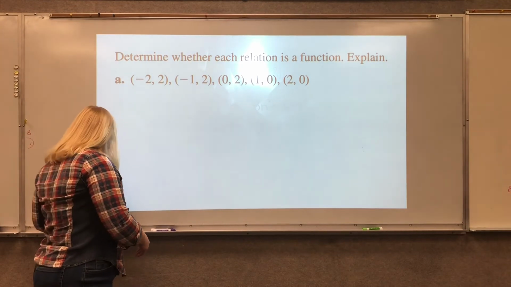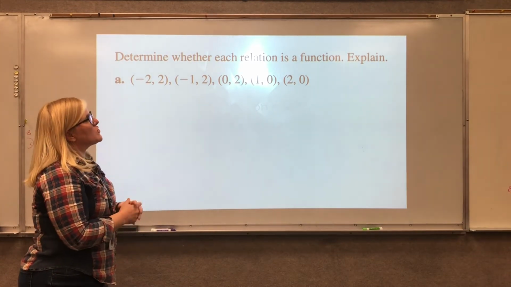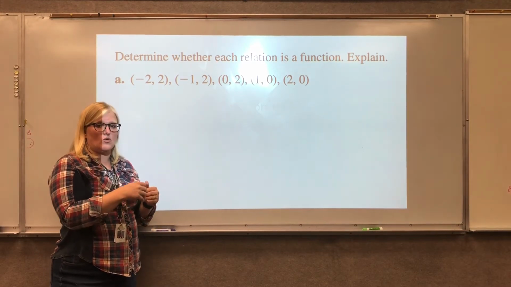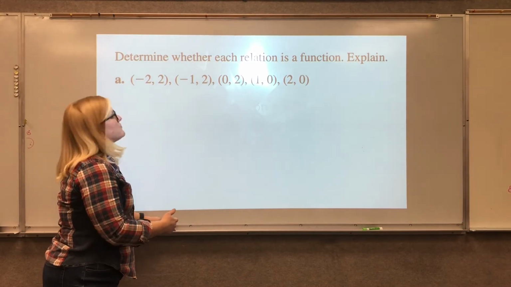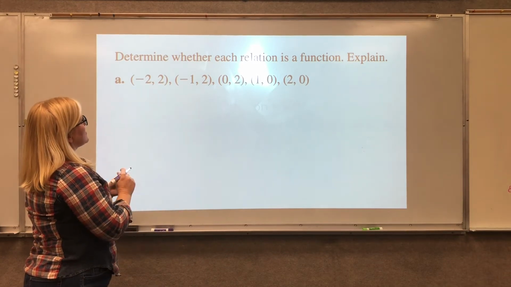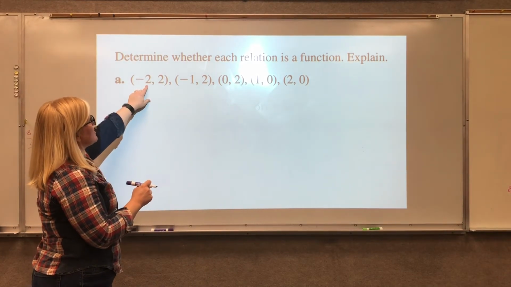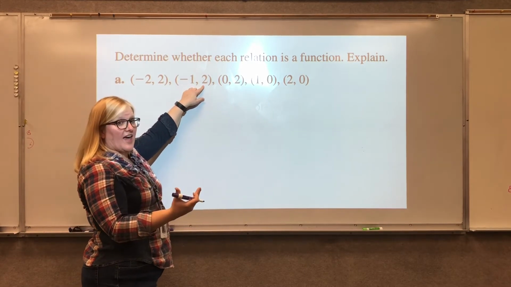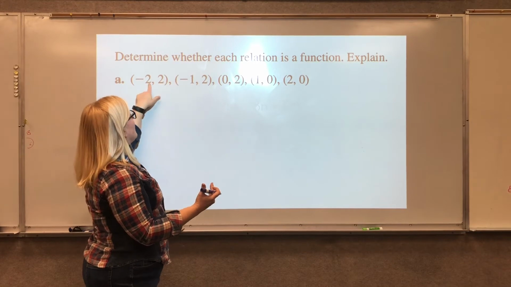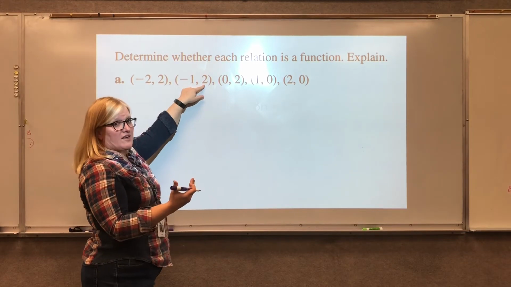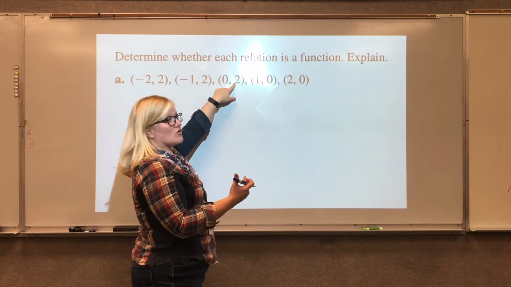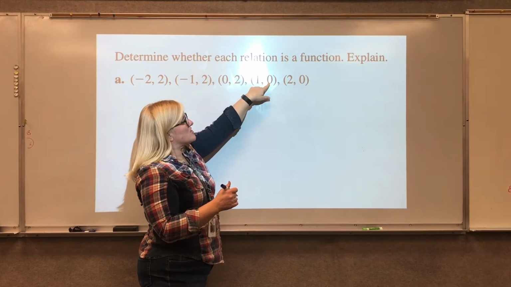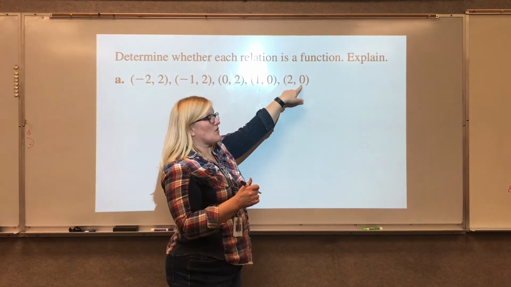Okay, so we are going to determine whether each relation is a function. Our input is the x value, our output is the y value. So I'm looking here and I've got -2 going to 2. -1 is also going to 2. That's okay. That's like pushing different buttons but getting the same drink. 0 is also going to 2. So I've got 3 buttons for the same drink. 1 goes to 0 and 2 also goes to 0.